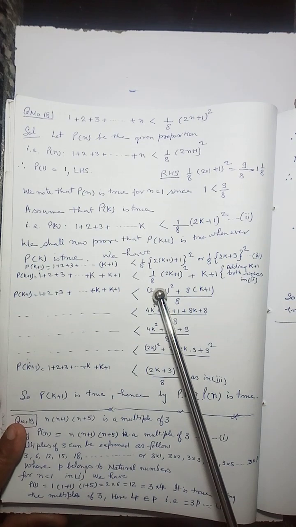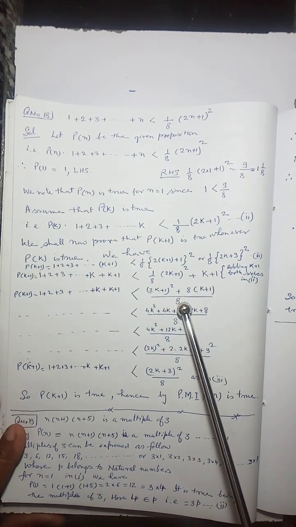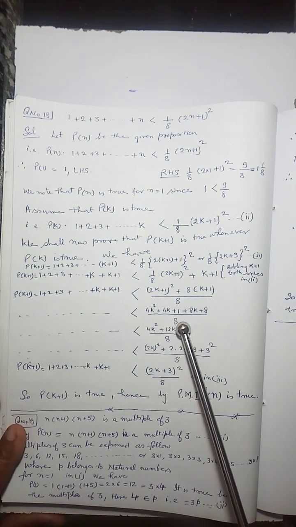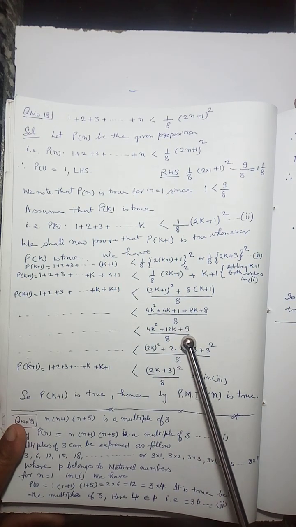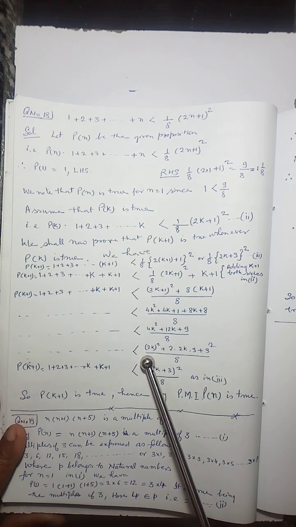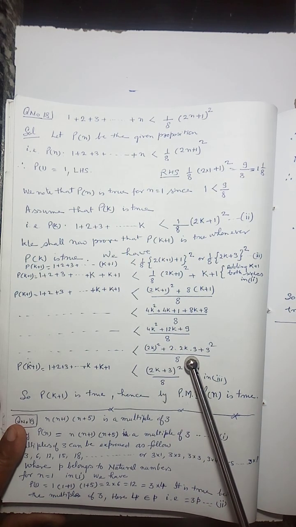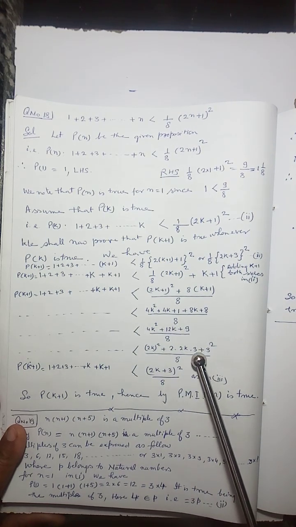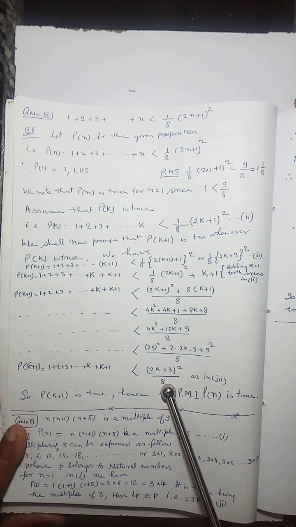You should take the LCM 8 and just multiply it to this side. You will get here (4k square plus 4k plus 1 plus 8k plus 8) whole divided by 8. So (4k square plus 12k plus 9) by 8. So (2k) square plus 2 into 2k into 3. This 12k can be written like this. So it indicates that it is a perfect square, (2k+3) whole square by 8.